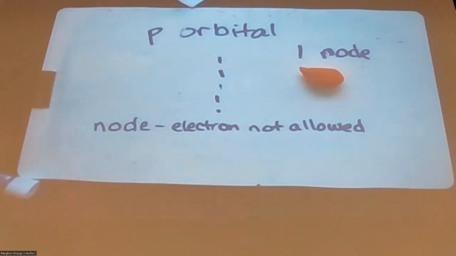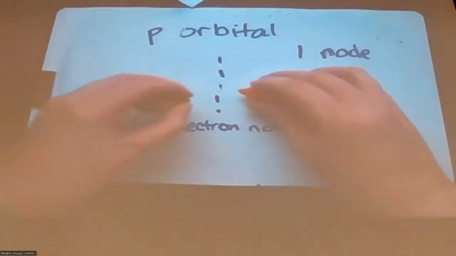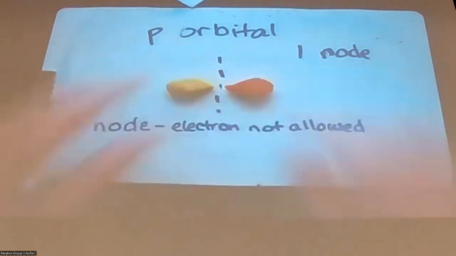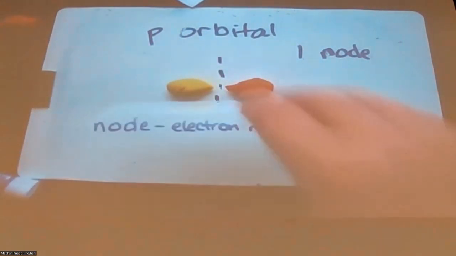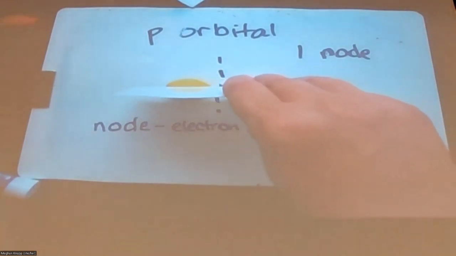Okay, so back to this guy. The p orbital had 1 node. The d orbital has 2. Okay, so where do you think I'm going to put that node? I have this one going vertical. Where's the other one? Horizontal. So you're going to take your spatula, try to get it divided in half.